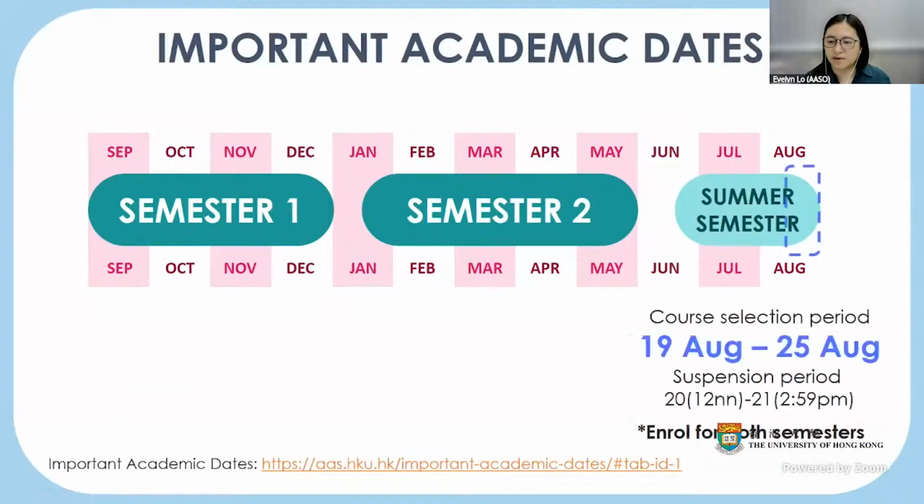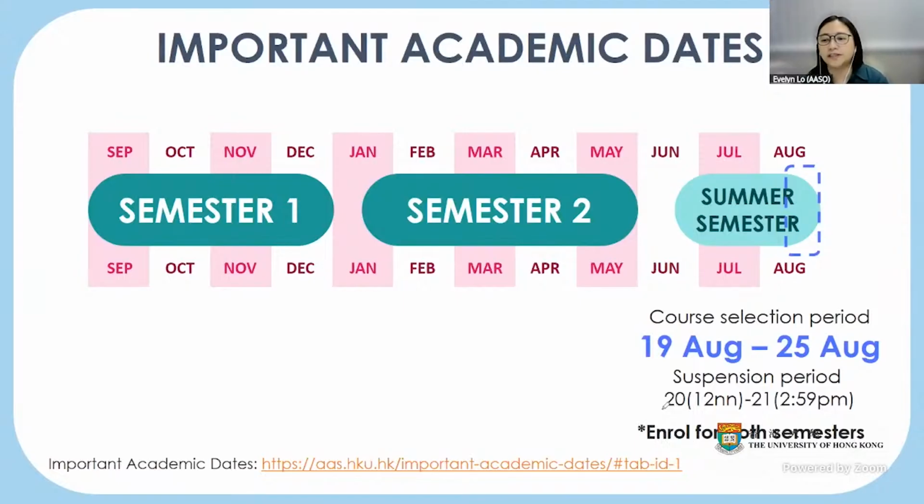And important academic dates. The upcoming one will be the course selection period. It's on the 19th to 25th. So you will notice there's a suspension period. What is that? After enrollment, the course offering department will have to check your enrollment, and then they need time for approval. So after the first day, there will be a suspension period where you can't change your enrollment, while the staff approve some of the enrollments. And then afterwards, after the 21st, 3 o'clock, you will be able to change your course enrollment again.